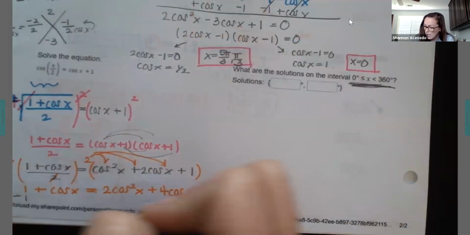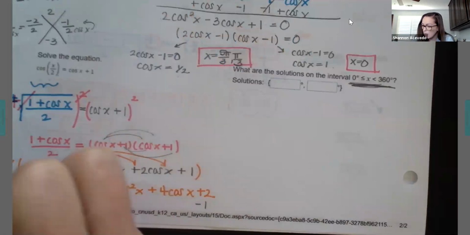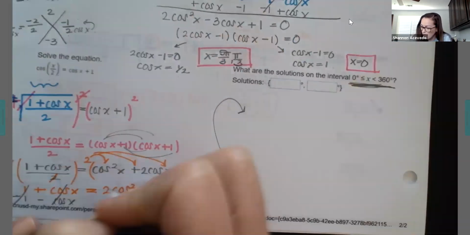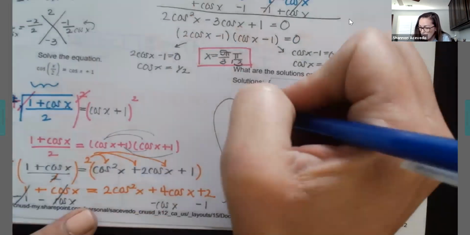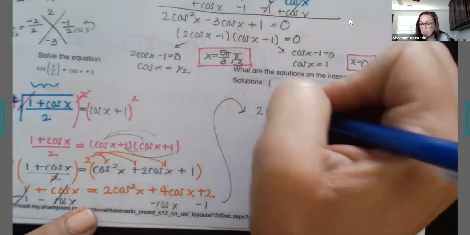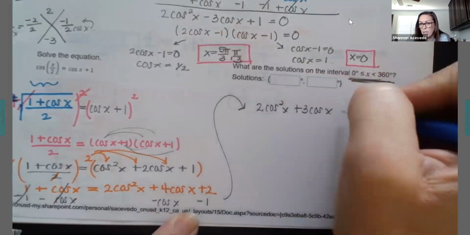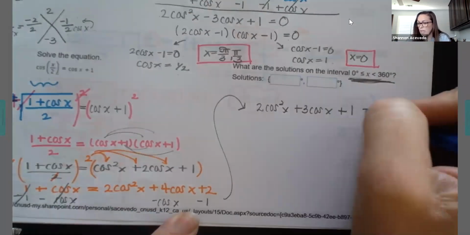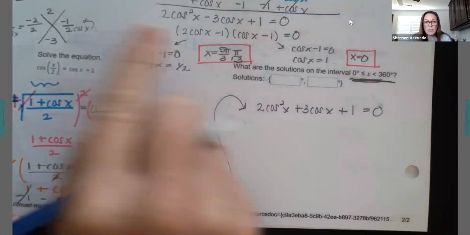So I'm going to subtract 1 from both sides, and I'm going to subtract cosine of x. I'm going to write that up here. So I end up with 2 cosine squared of x plus 3 cosine of x plus 1, and it's all equal to 0. Once we do this, then we can go ahead and factor.